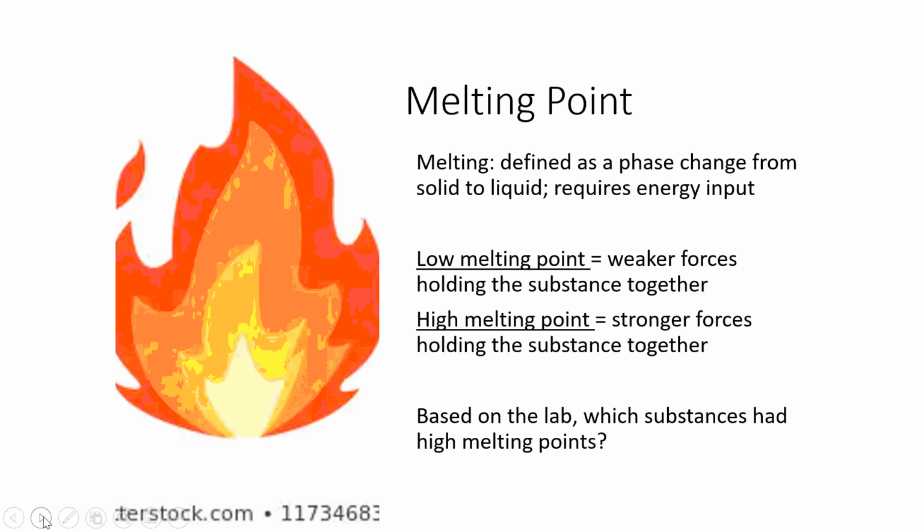Melting point is another property we can observe. Substances that have low melting points have weaker forces holding them together. Substances with high melting points have stronger forces holding them together. And based on what we saw in the lab, we noticed that ionic compounds tend to have higher melting points, whereas molecular covalent compounds tend to have lower melting points.